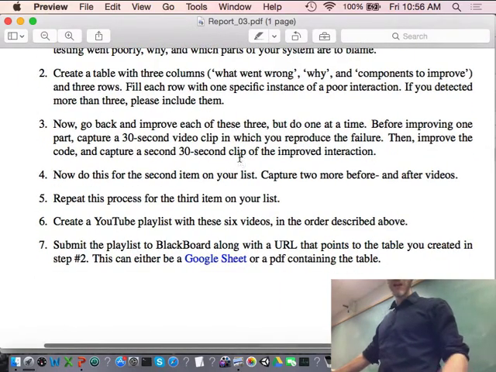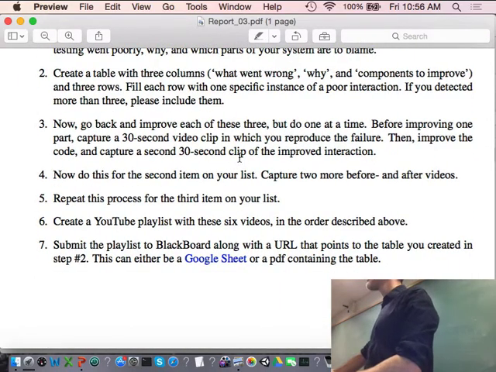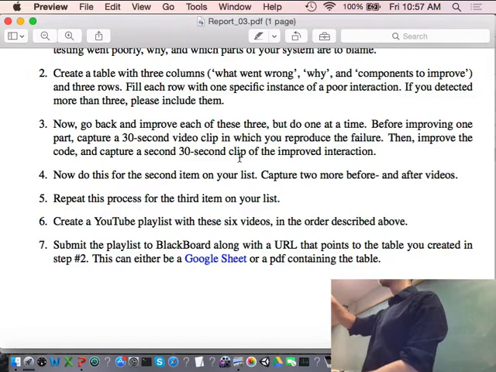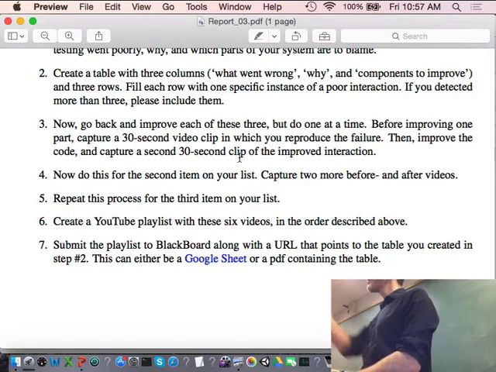You're going to be submitting next Friday 6 30-second video clips, a pair of videos for each of these 3 specific interactions, and the pair is before and after. Right? Here's the ambiguous visualization that confused the users, and here's the improved visualization. We don't need any additional user testing here. It should be clear from showing us version 1 and version 2 of that specific interaction that it's less ambiguous, or you've somehow improved whatever the problem was with that part of your system.